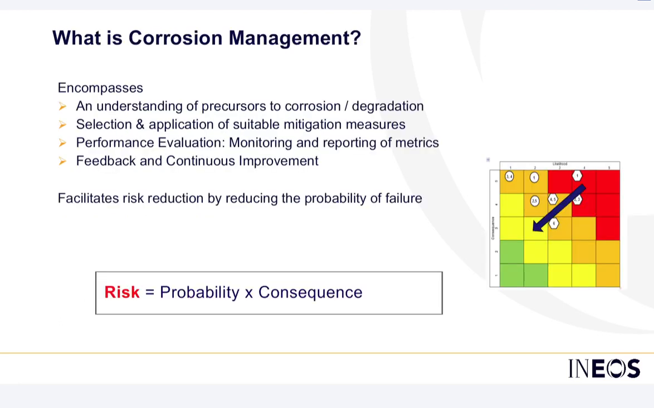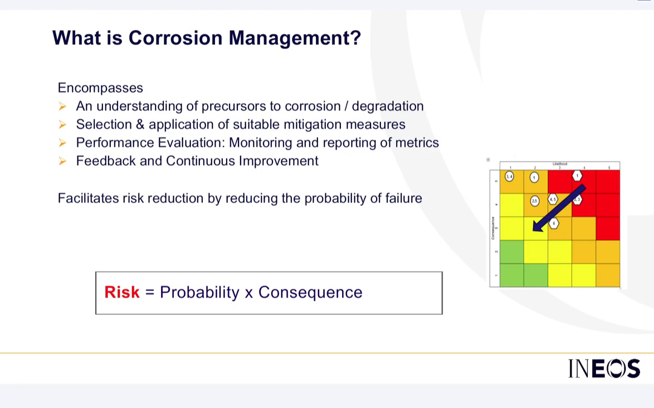So effectively, what is corrosion management? Why should it be done? Corrosion management essentially encompasses a number of concepts which stand to underpin what degradation can happen to an asset and what will lead to that degradation occurring, be it from a corrosion standpoint, mechanical standpoint, or metallurgical standpoint.